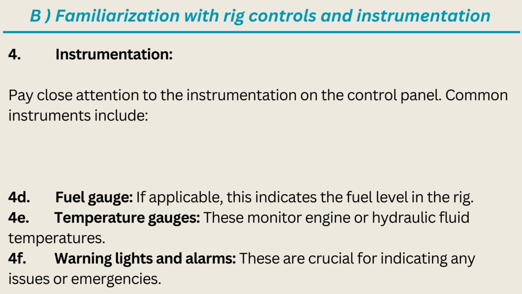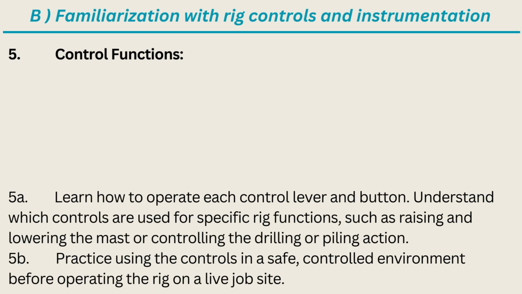4D. Fuel gauge, if applicable. This indicates the fuel level in the rig. 4E. Temperature gauges. These monitor engine or hydraulic fluid temperatures. 4F. Warning lights and alarms. These are crucial for indicating any issues or emergencies. 5. Control functions. 5A. Learn how to operate each control lever and button.